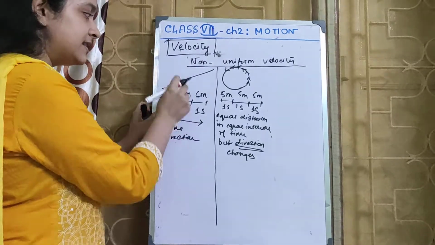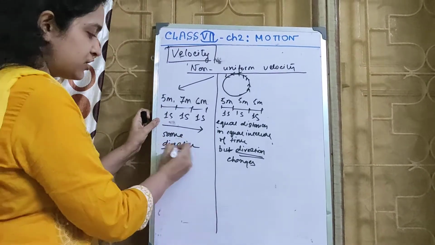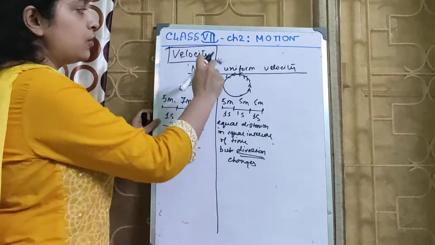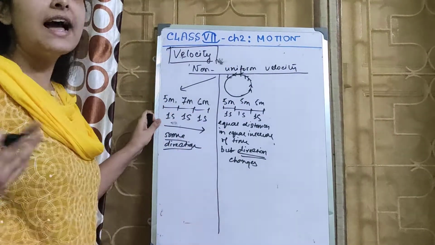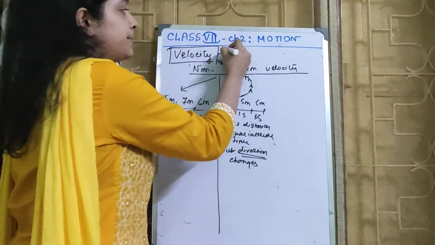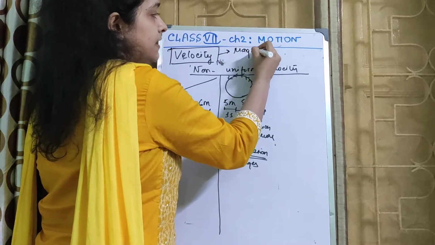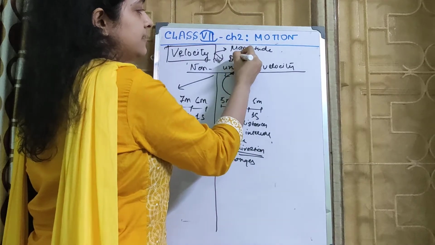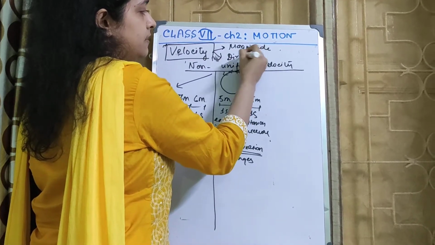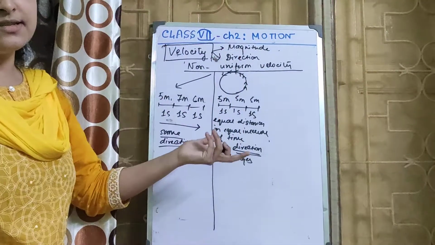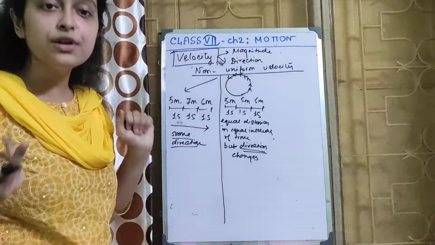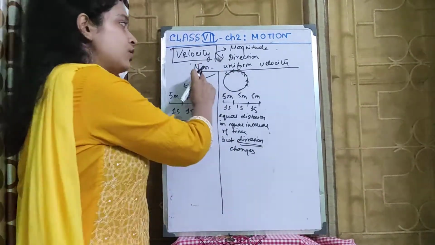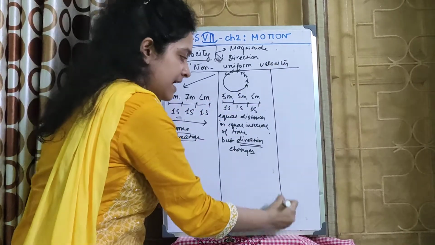In the earlier case, the distance itself changes but the direction remains the same, and that is also non-uniform velocity. Why? Because velocity, you remember, needs magnitude as well as direction to be described. If any one of them changes, velocity will not be uniform. In this case, direction is changing, so it is non-uniform velocity.